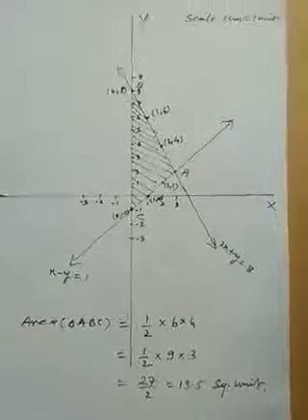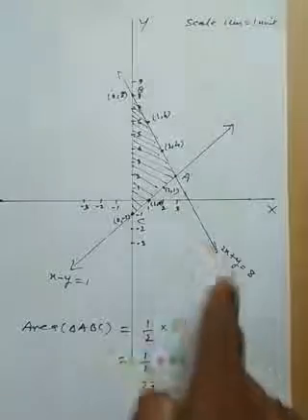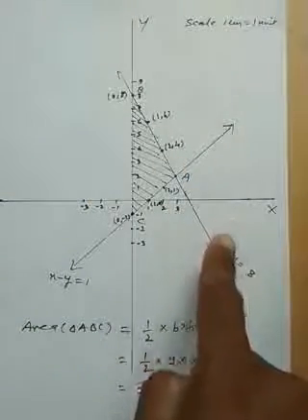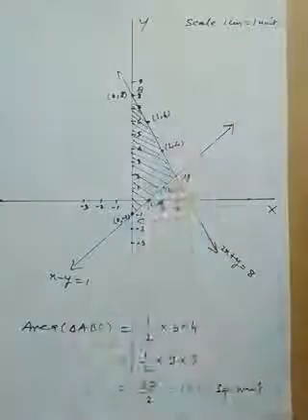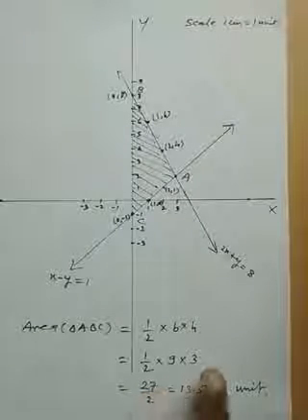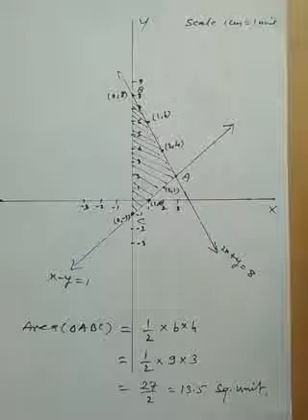First of all, find the solutions, then plot them, and shade the area bounded by these lines and one another line, the y-axis. We will get a triangle, and the area of a triangle is half into base into height, so half into 9 into 3, and its answer is 13.5 square units.